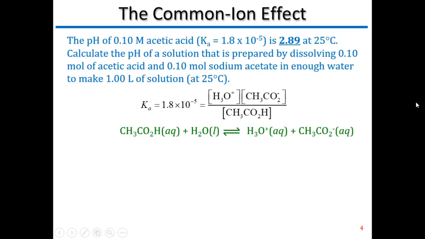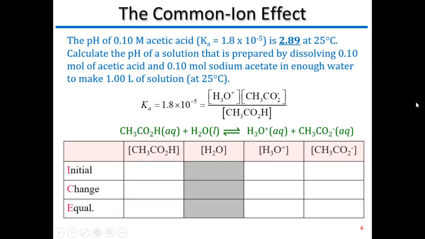To do this, we're going to set up an ice table, just like the ones we set up before. The only real difference here is that instead of just starting from reactants, I'm also going to start with some product in place. I'm going to use my Ka, just like I did before, and an ice table to solve for x and understand what x means. And I'm going to find the H3O+ concentration.